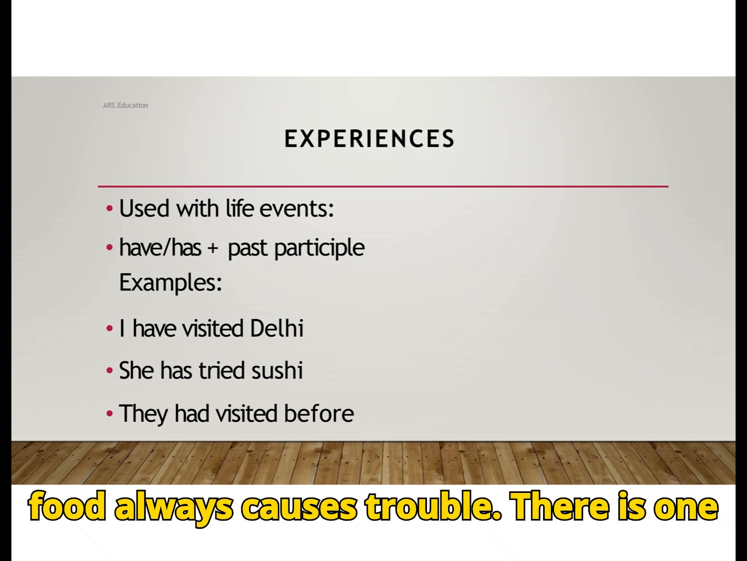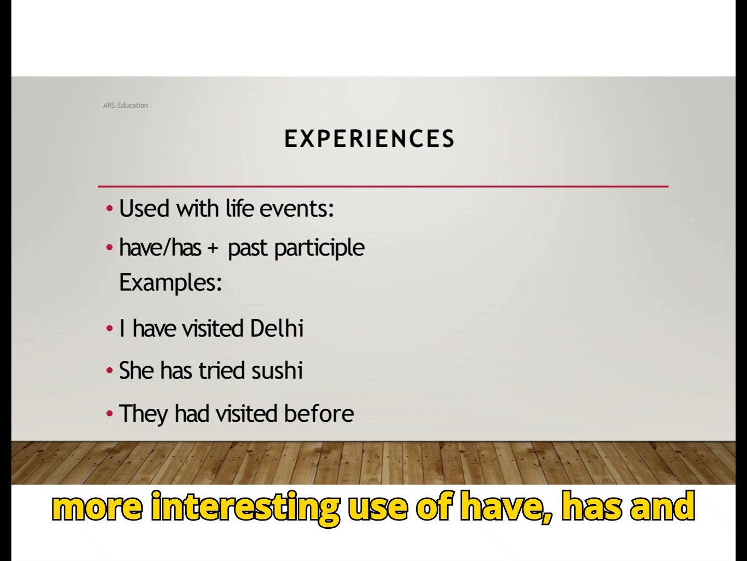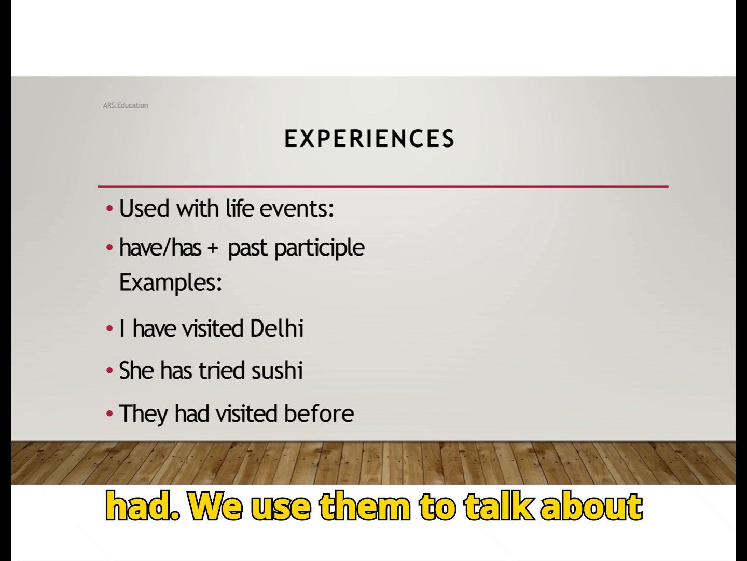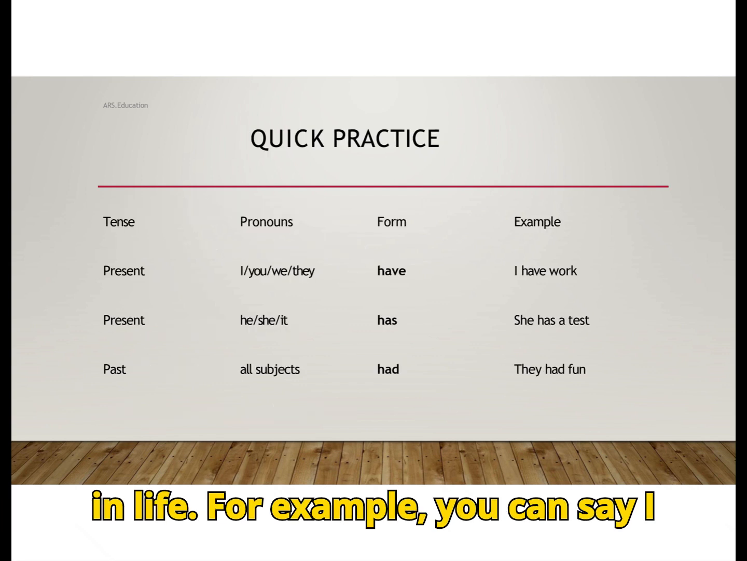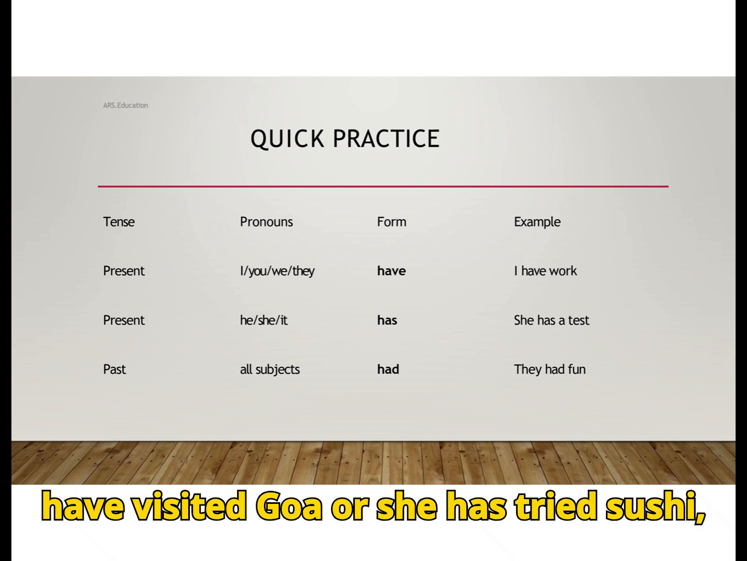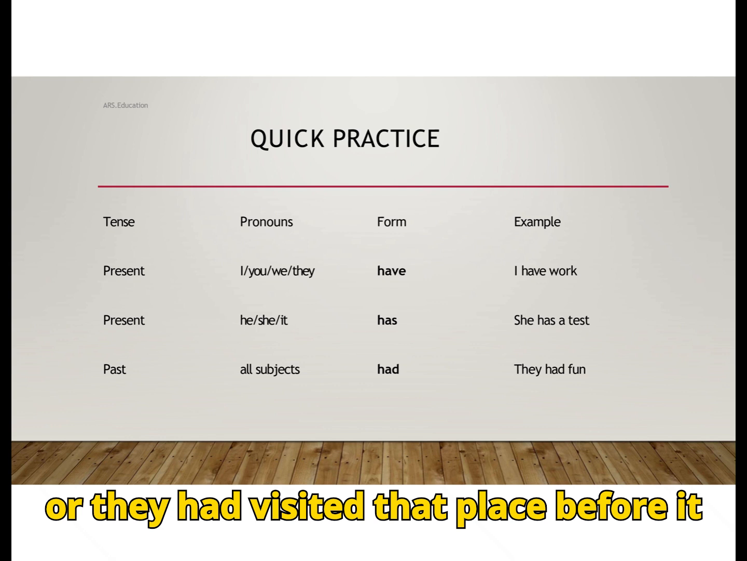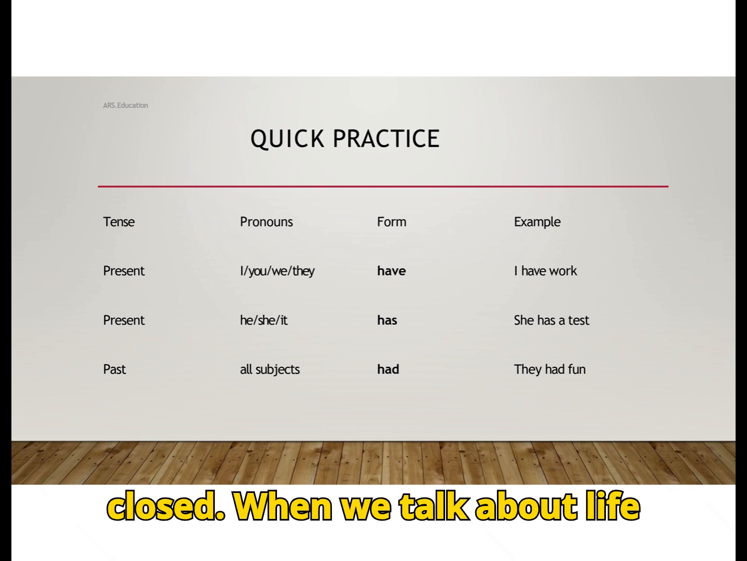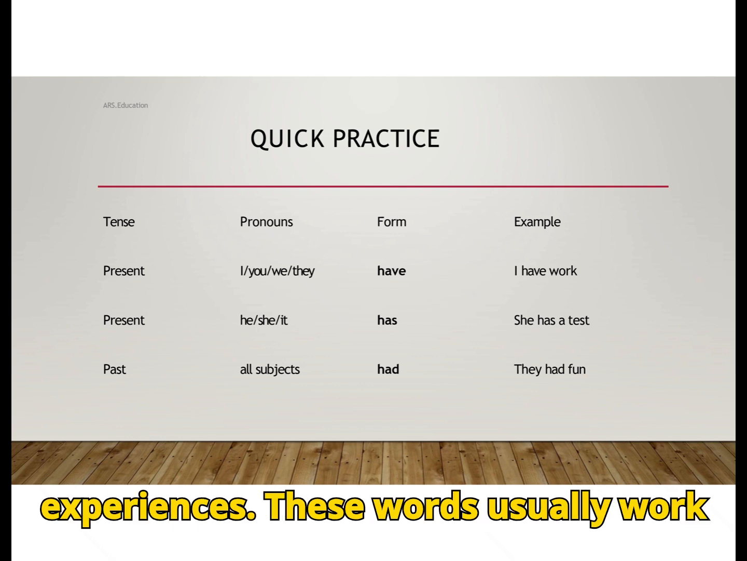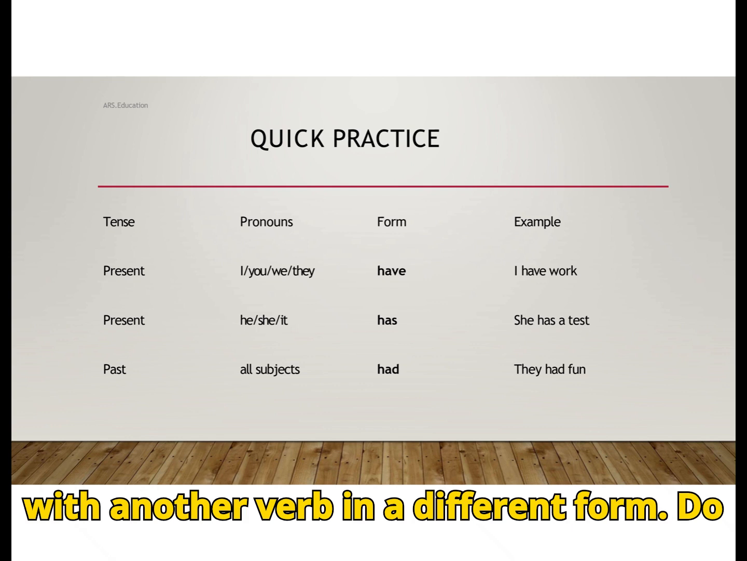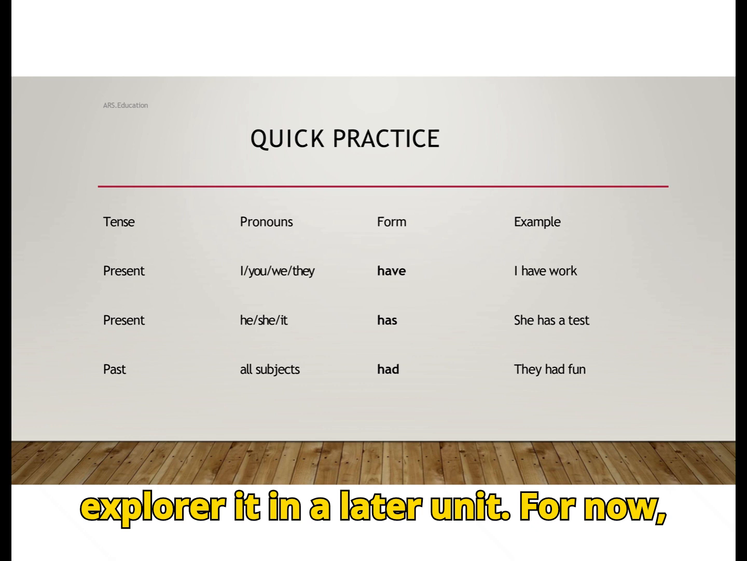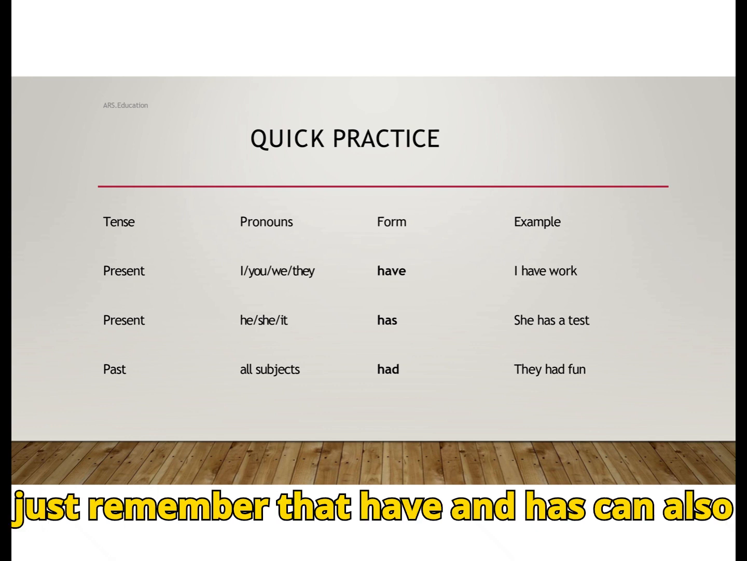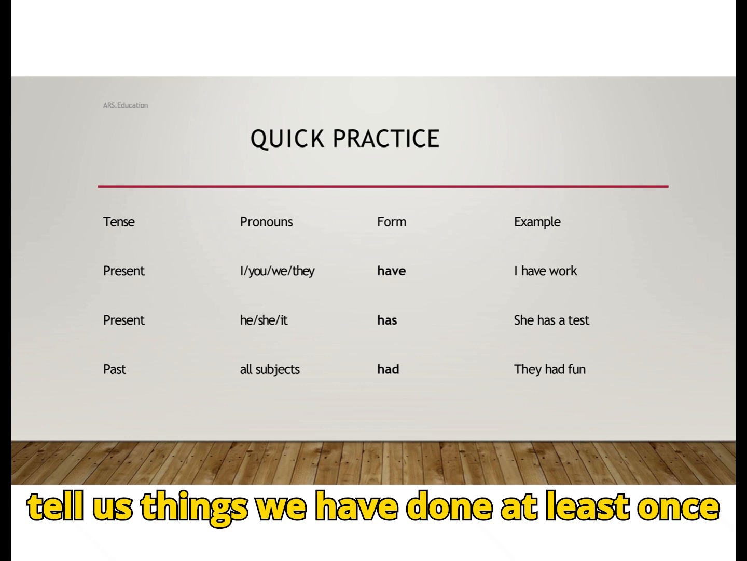There is one more interesting use of have, has, and had. We use them to talk about experiences, meaning things you have done in life. For example, you can say I have visited Goa, or she has tried sushi, or they had visited that place before it closed. When we talk about life experiences, these words usually work with another verb in a different form. Do not worry about that now. We will explore it in a later unit. For now, just remember that have and has can also tell us things we have done at least once in our lives.